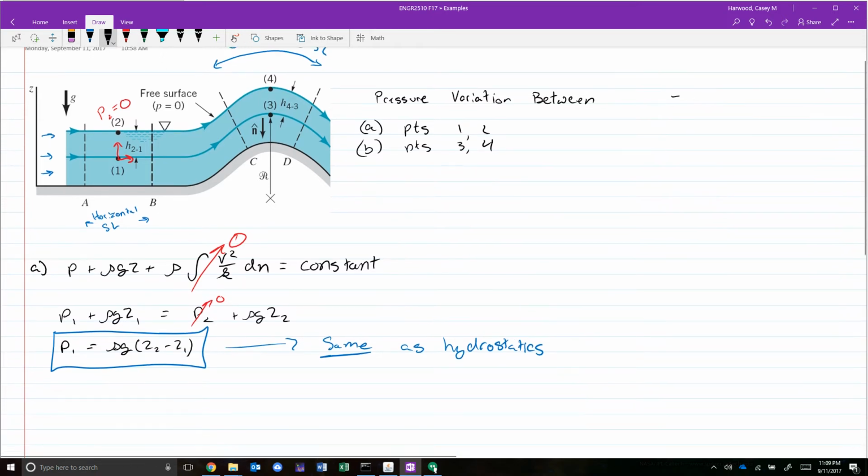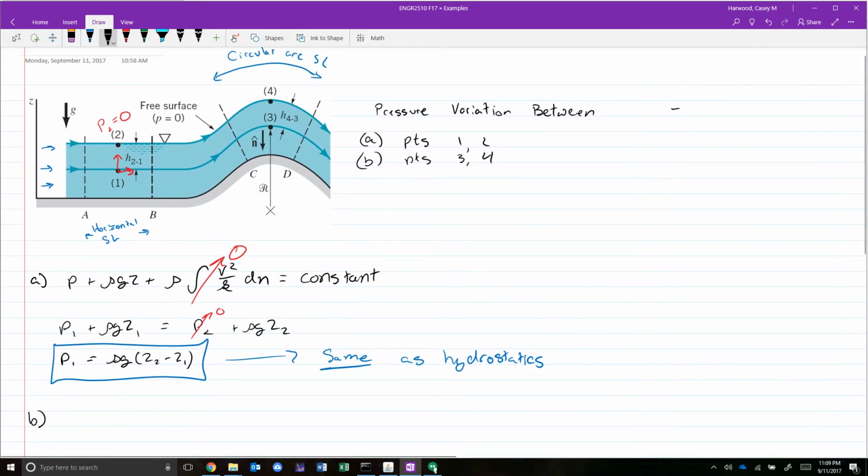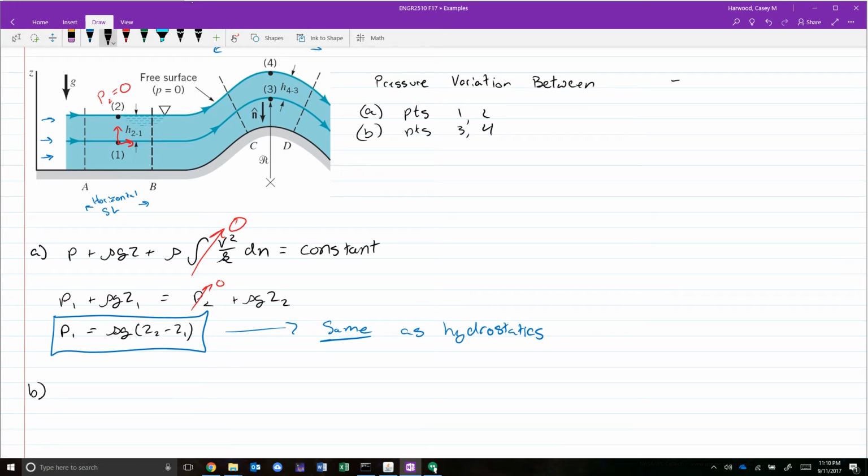All right, moving on to part B, the pressure difference between points 3 and 4, those lying vertically in line at the center of this circular hump between sections C and D. So writing out our equation again, P plus rho g z plus rho times the integral of v squared over the radius of curvature in the normal direction is equal to a constant.